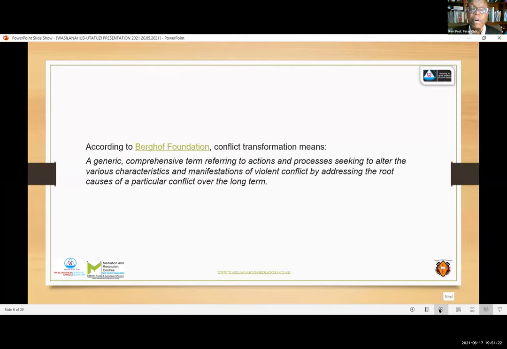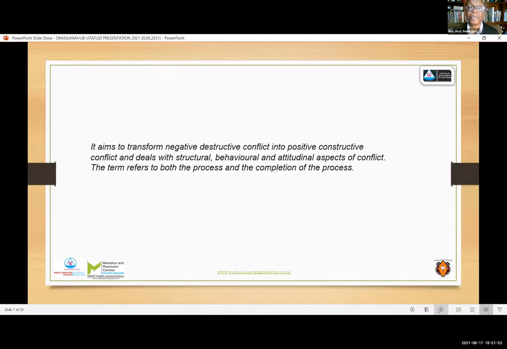According to the Berghof Foundation, this is how they define conflict transformation: a generic, comprehensive term referring to actions and processes seeking to alter the various characteristics and manifestations of violent conflict by addressing the root causes of a particular conflict over the long term. So it aims to transform negative destructive conflict into positive constructive conflict and deals with the structural, behavioral, and attitudinal aspects of conflict. So you can see here, even if you mediate between two parties and they're living together or in the neighborhood, they can still become destructive with each other. So the term refers to both the process and the completion of the process. So the process here is very important.